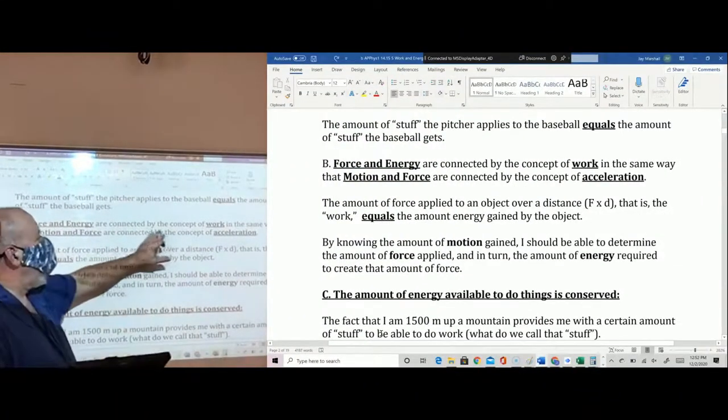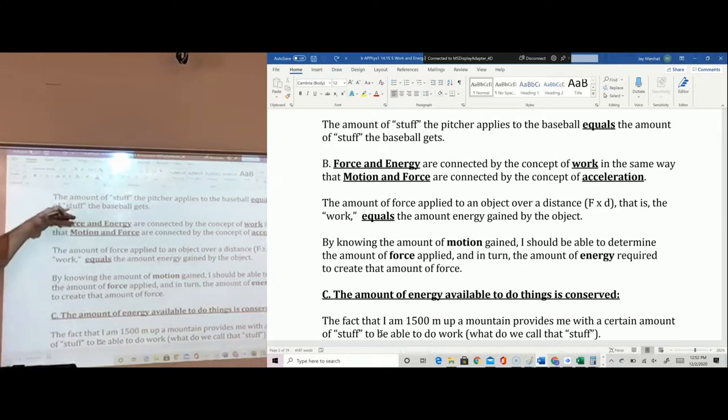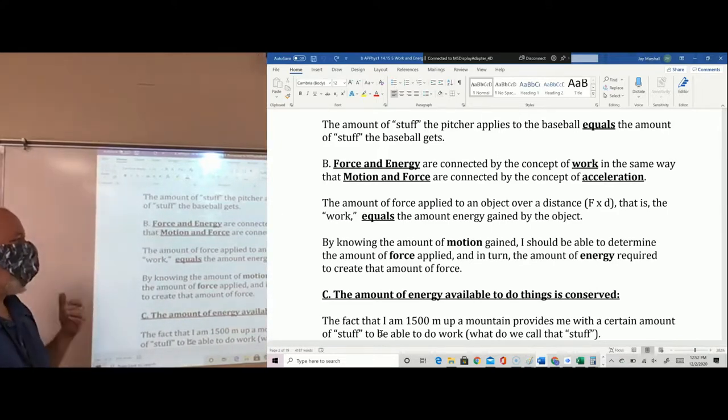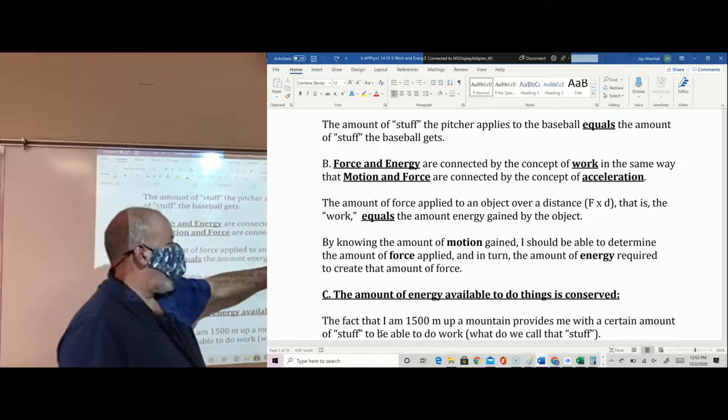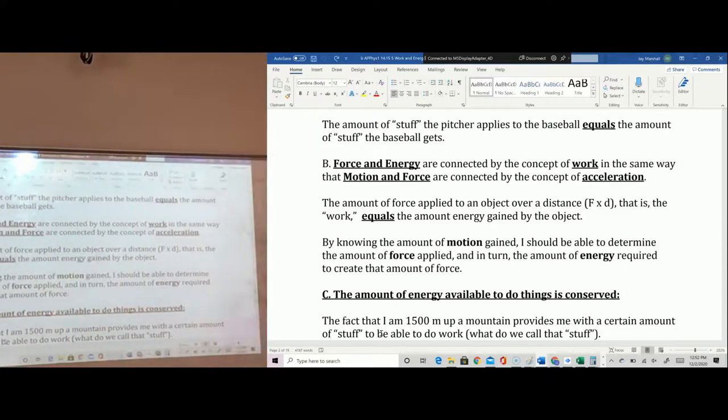Force and energy are connected by a concept called work. Okay? And this isn't work the way you think of work. It's not mental work in any way, shape, or form. It's sort of like physical work, but it's got a very specific definition. But force and energy are connected by the concept of work in the same way that motion and force are connected by the concept of acceleration. And what we say is the amount of force applied to an object over a distance is the work, okay?